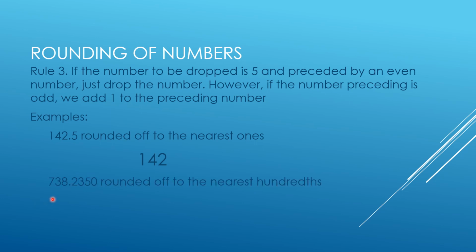Next, 738.2350 rounded off to the nearest hundredths, meaning two decimal places. Since the number to be dropped is 50, or 5 followed by a 0, and it is preceded by an odd number 3, then we need to add 1 to 3. Hence, the rounded off number is 738.24.